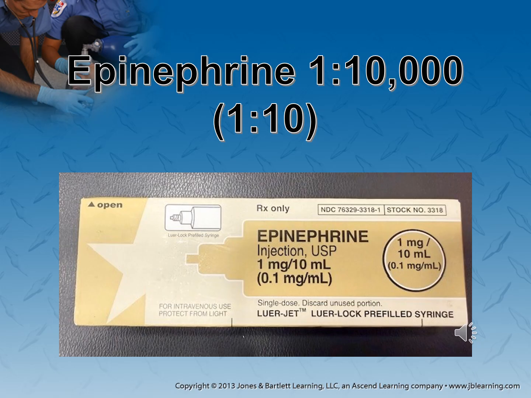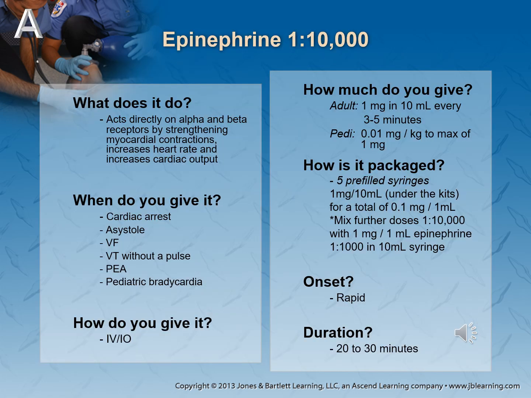Epi 1 to 10,000 or 1 to 10. I like to teach, you're going to give epi 1 to 10,000 in a cardiac arrest because you have a 1 in 10,000 chance of getting the patient back. Remember, epi 1 to 1,000 is for anaphylaxis. So epi 1 to 10,000 is our first line cardiac arrest medication. It's one of those meds that it's very common that we run out of. We typically only have 5 to 7 dosages of pre-filled syringes.